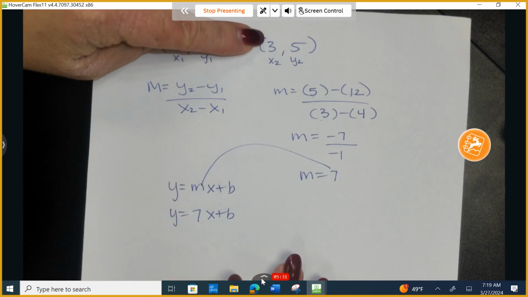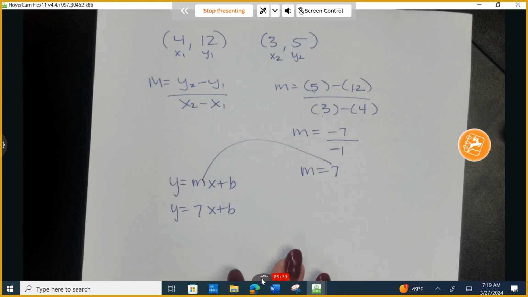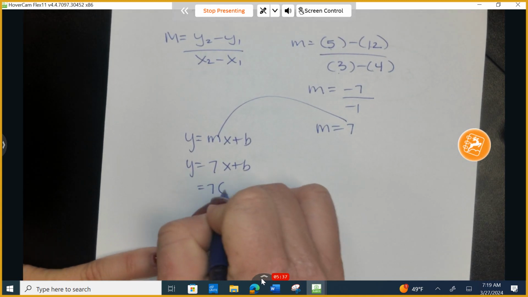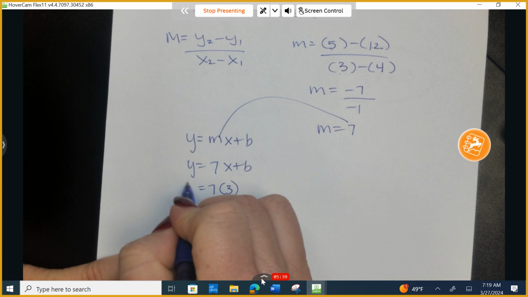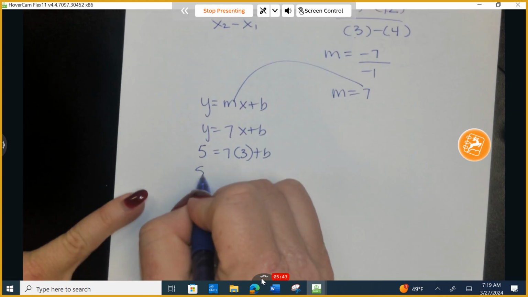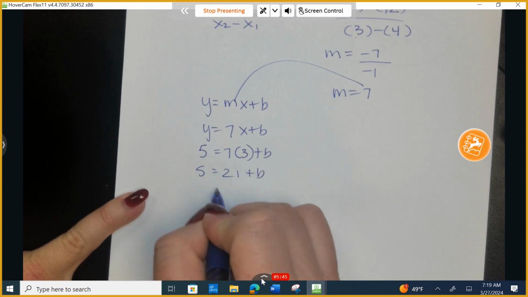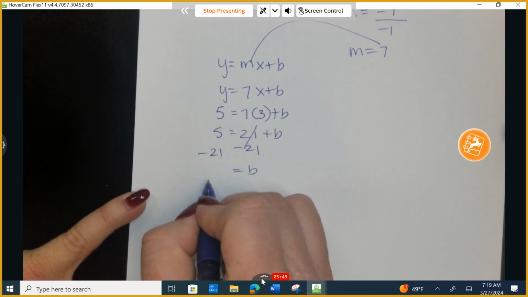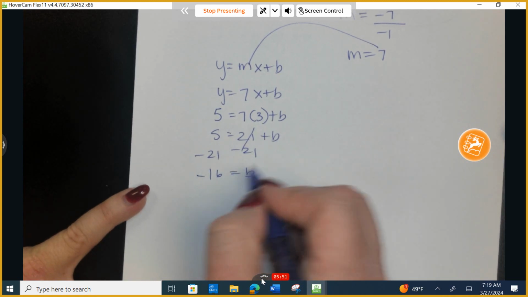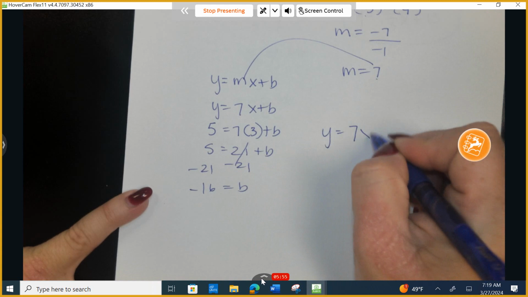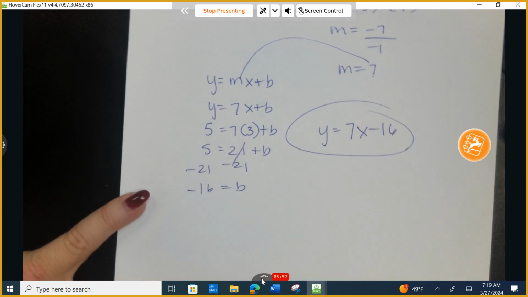I'm substituting, in this case, 3 for x and 5 for y in order to solve for b. So for the x, I'm going to substitute in 3, and for the y, I'm going to substitute in 5. I could have also used 4 and 12, and I have 5 equals 21 plus b. When I isolate the b, I end up with b is equal to -16. So we're supposed to write an equation of this function, y equals 7x minus 16.